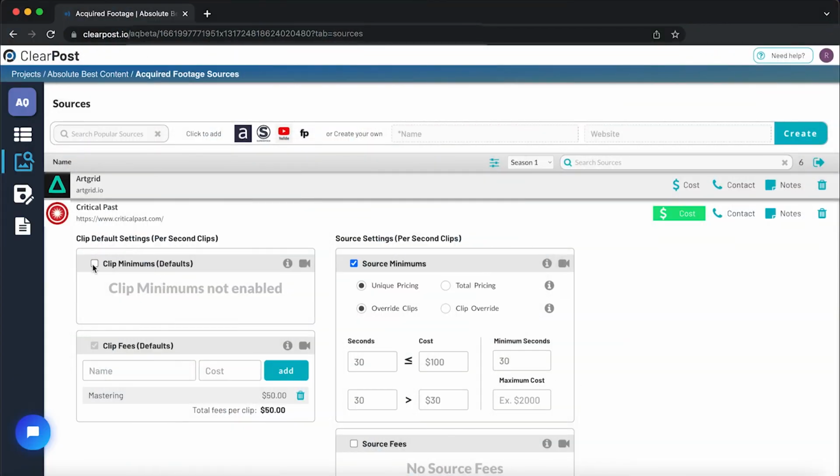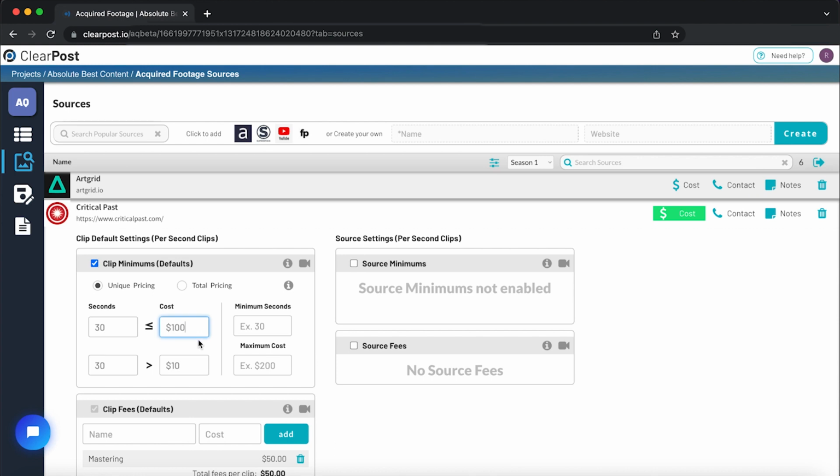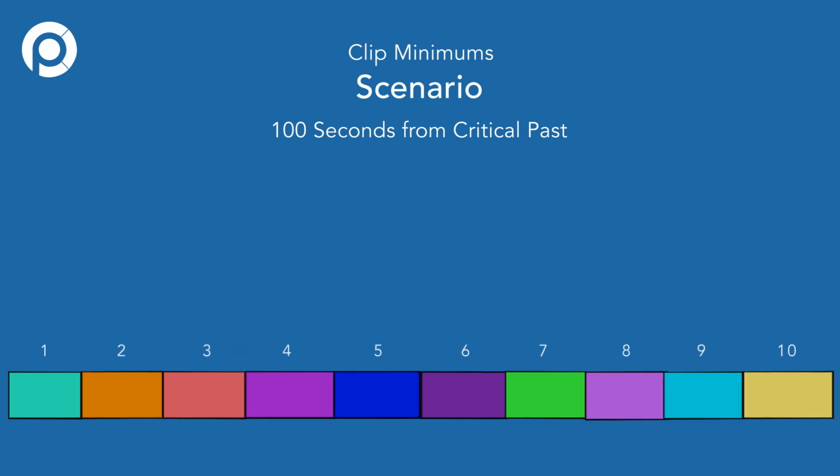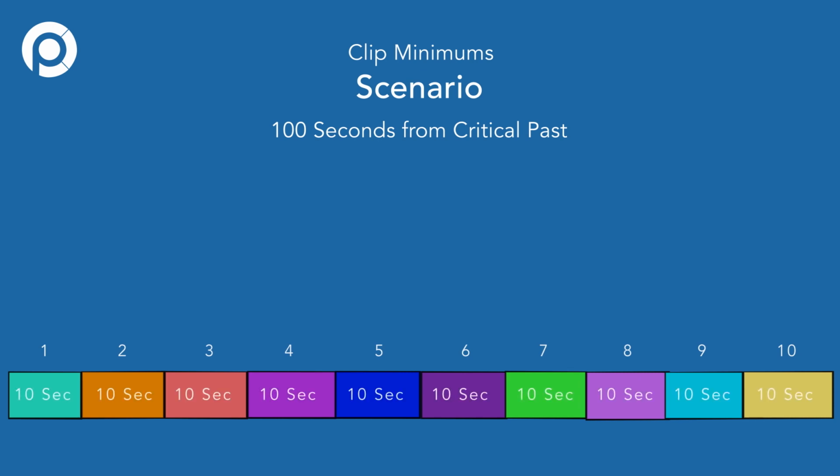Now let's put those same cost settings into clip minimums. To make things easy, let's pretend that those 100 seconds are evenly split between those 10 pieces of acquired footage from Critical Past. So each use would be 10 seconds. So we will now calculate a price for each clip. Since we are pretending each clip is the same at 10 seconds, we will do only one, then multiply it by 10 to get to the total of the 100 seconds that were used.